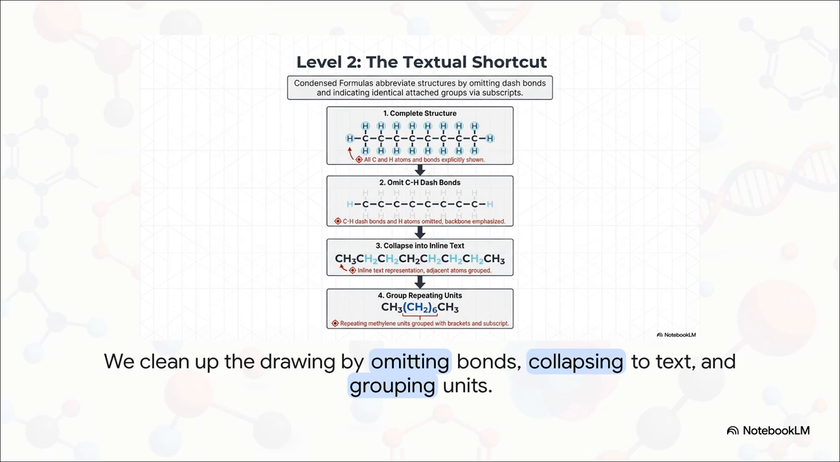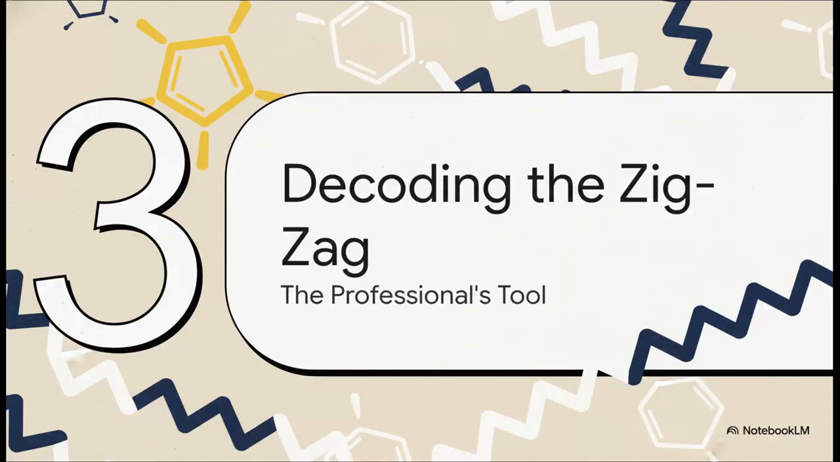It's really logical when you see it step by step. You start with the full drawing. First, you just erase the lines for the bonds between carbon and hydrogen. Then, you squish the whole thing down into a single line, grouping the hydrogens with the carbon they're attached to, like CH3 or CH2. The last little trick for really long chains is to group any repeating parts. See those 6 CH2 groups? We just pop them in parentheses with a little 6. So much cleaner.